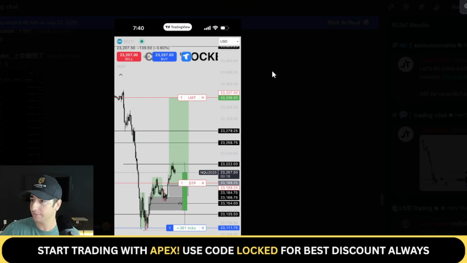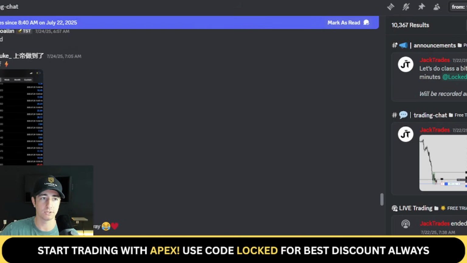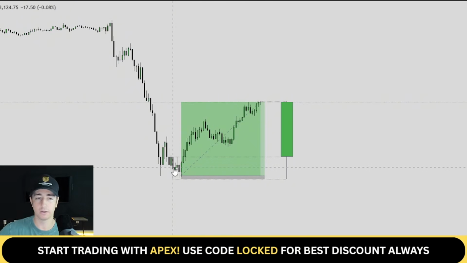So as you can see, here's the screenshot of my fill. No, I'm not live trading on my phone. I just sent the screenshot in on my phone. But yeah, plus 381 ticks, literally the bottom tick, right? You can't get more precise than that. Now, why did I actually wait for that? We're actually going to take a look at that right now.